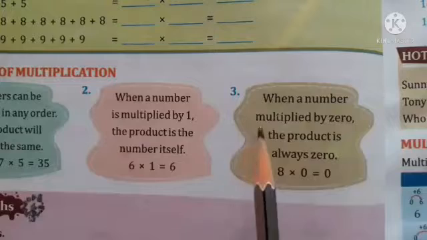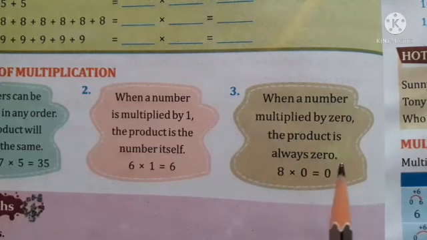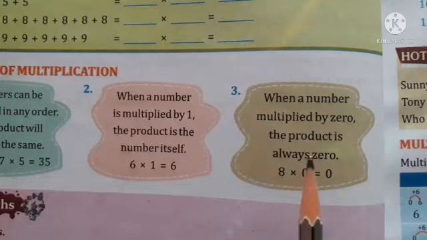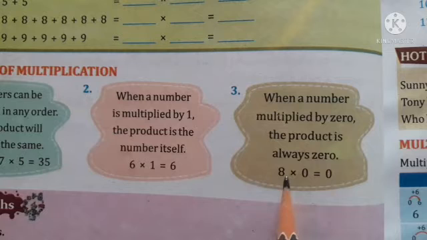Okay. Next, when a number is multiplied by 0, the product is always 0. 8 into 0 equal to 0. So when we multiply a number by 0, then we will always get 0. Here 8 is multiplied by 0. So we get 0. Okay.